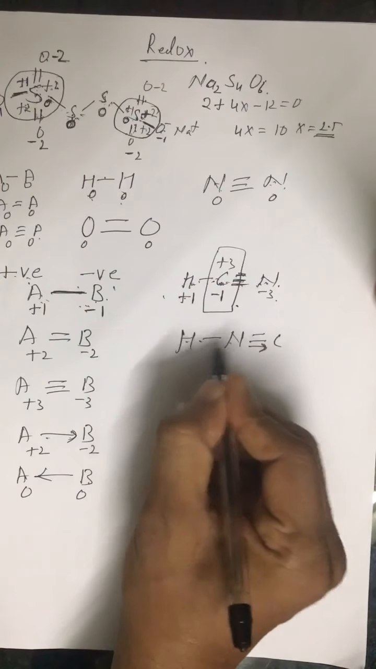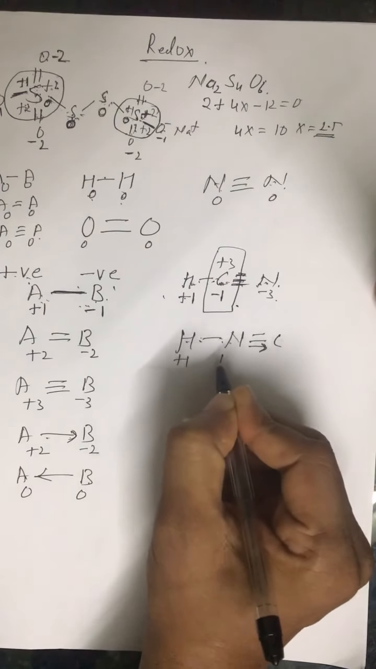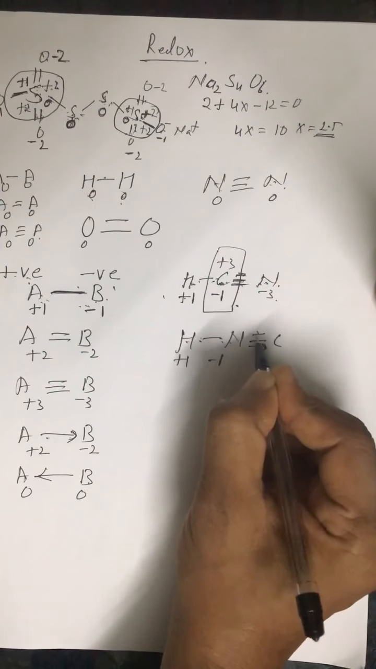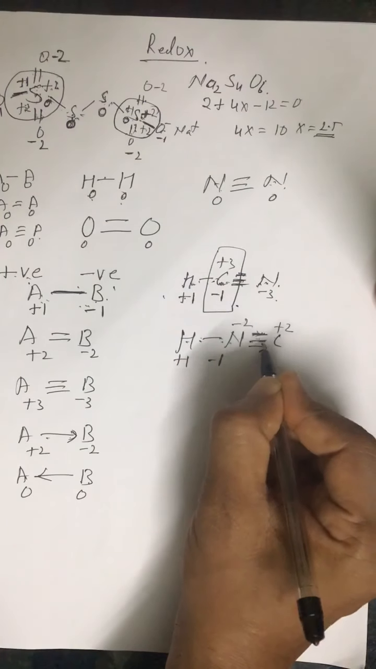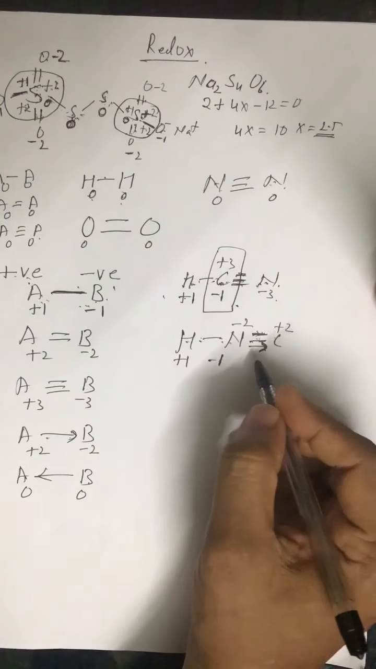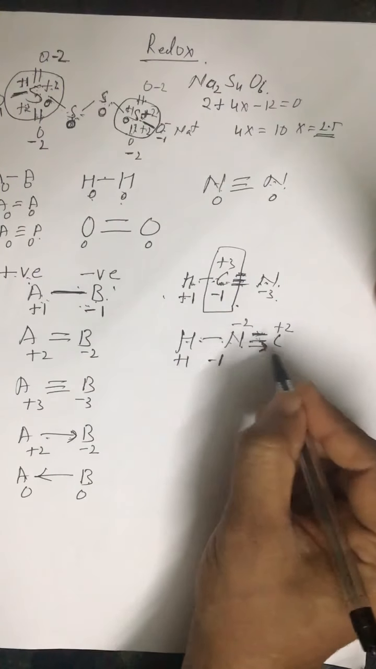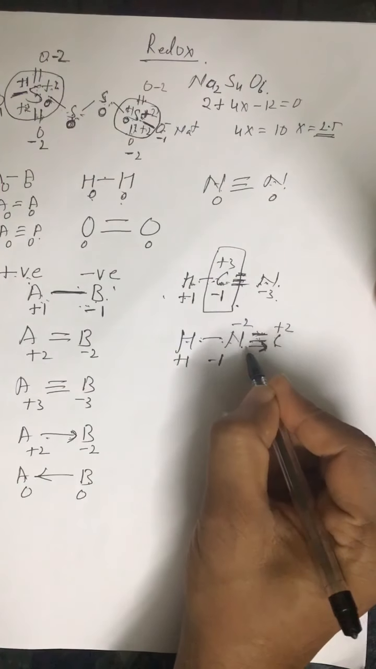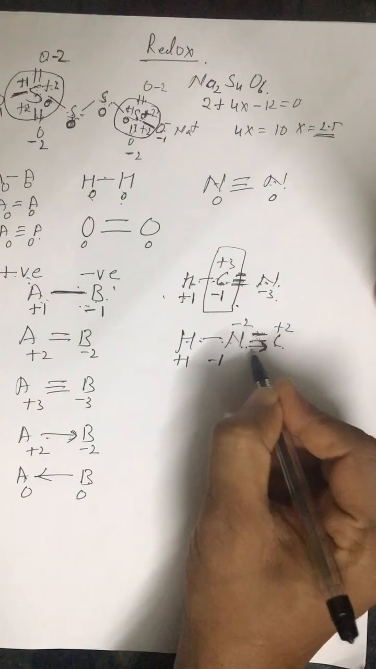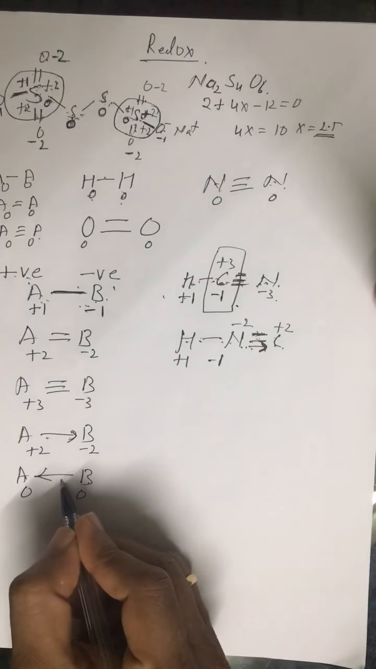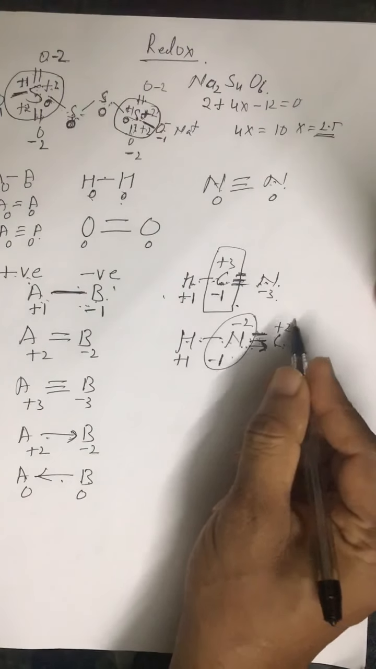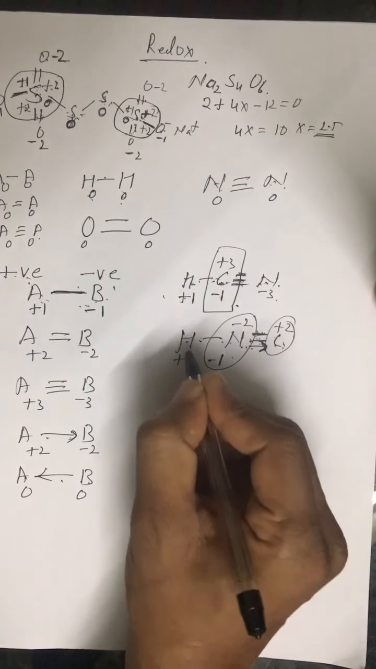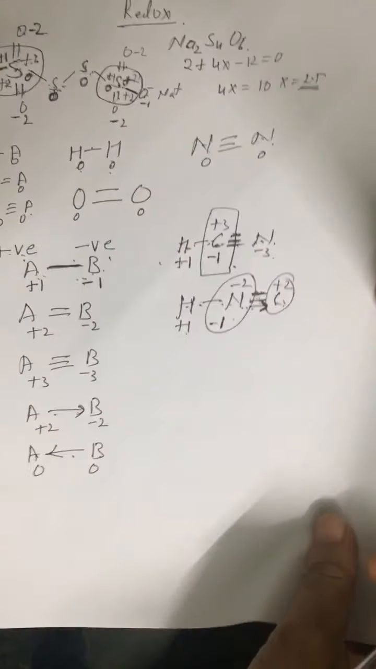HNC. Due to this single bond, hydrogen is +1, nitrogen is -1. Due to these two bonds, nitrogen is -2, and due to these two bonds, carbon is given +2. Now look at the coordinate bond. It goes from electronegative to electropositive, which means we don't have any contribution. 0, 0. So overall nitrogen is -3, carbon is +2, and hydrogen is +1.